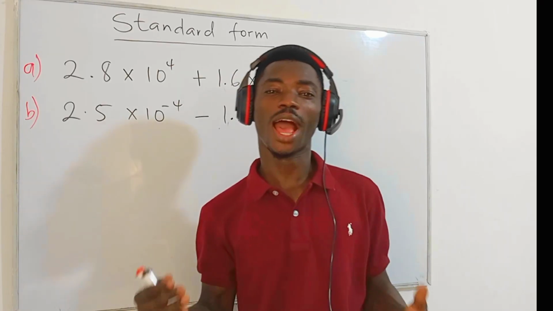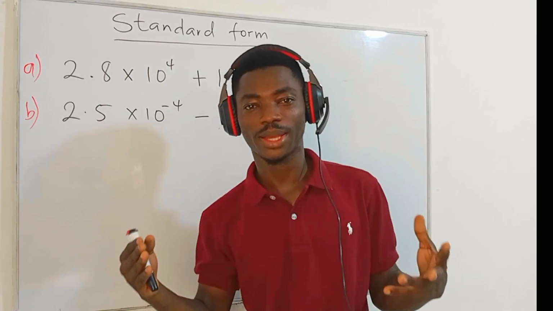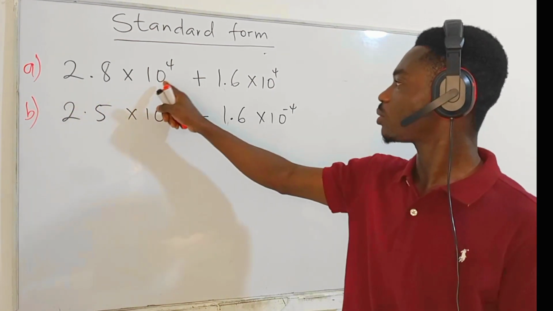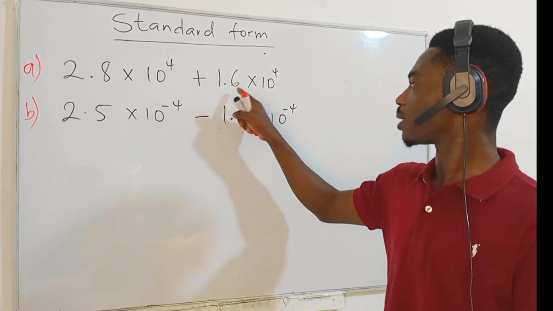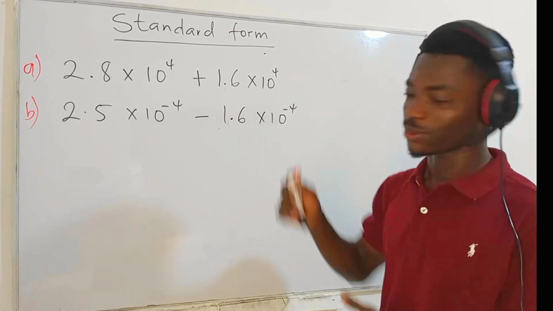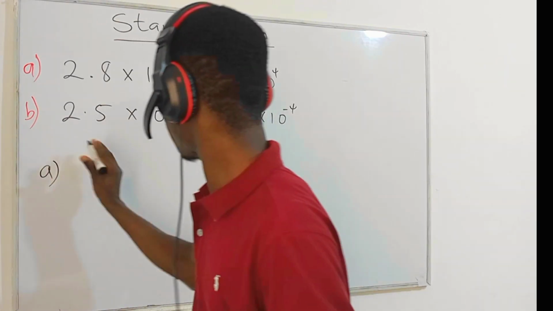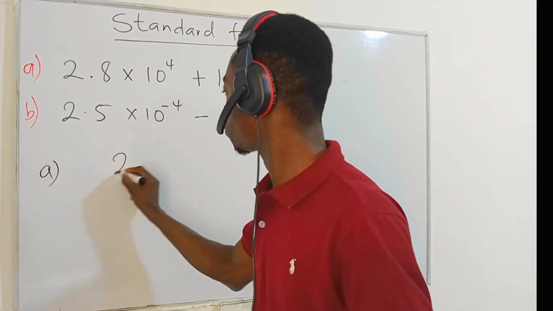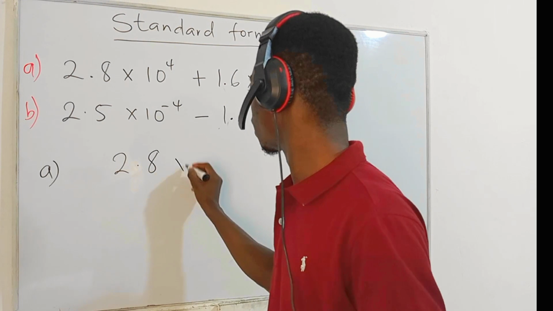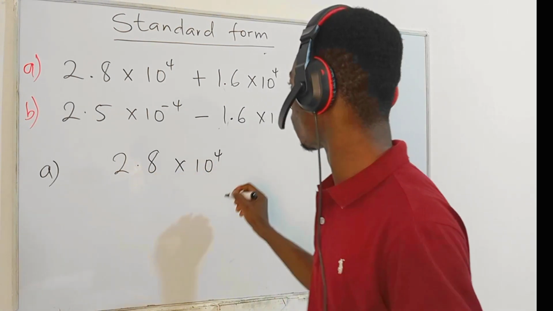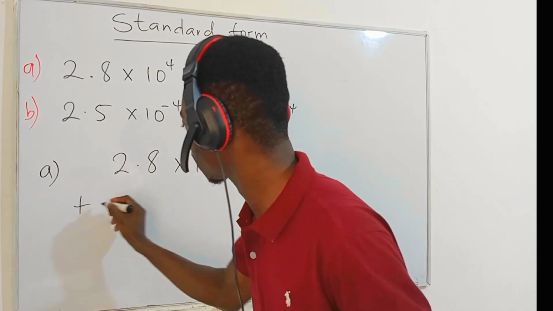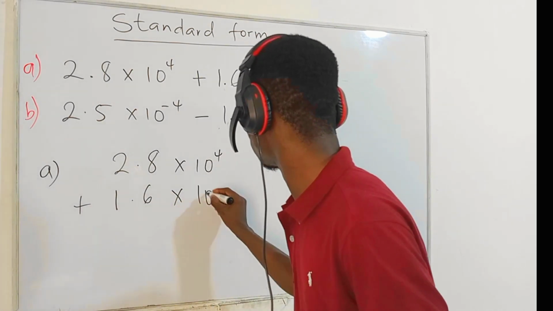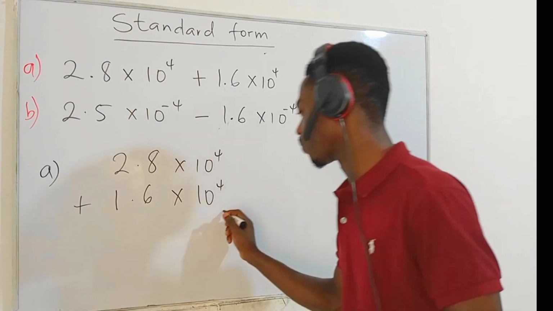All right, now let's look at how we can add or subtract numbers in standard form. The first one, we have 2.8 times 10 to the power 4 plus 1.6 times 10 to the power 4. So let's begin. A right here. In fact, a cool way to do this is to write it in this form. We have 2.8 times 10 to the power 4, then plus 1.6 times 10 to the power 4.